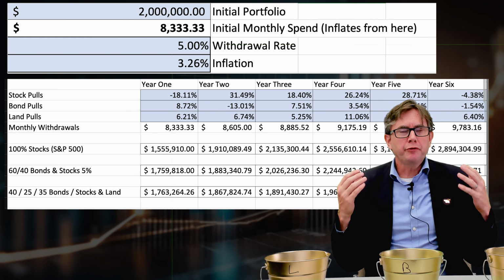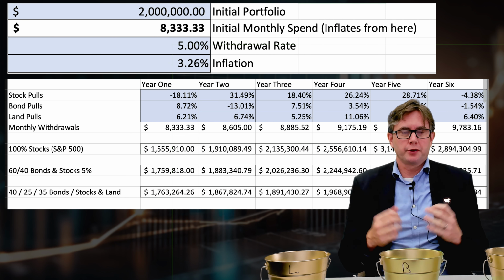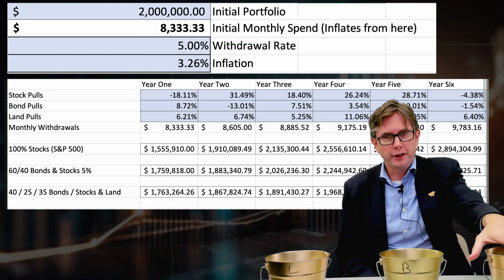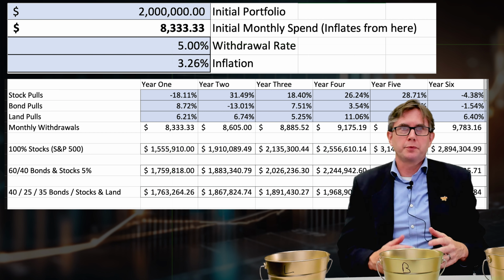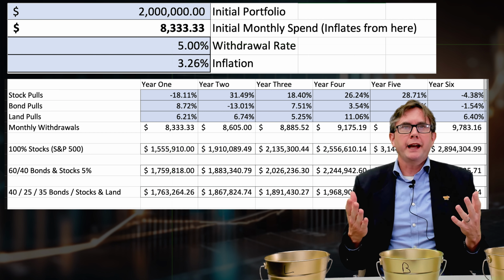All right, we've pulled 21 returns, again, from the S&P 500, from the AGG aggregate bond index, and then from a land portfolio as well. So what do we have next?